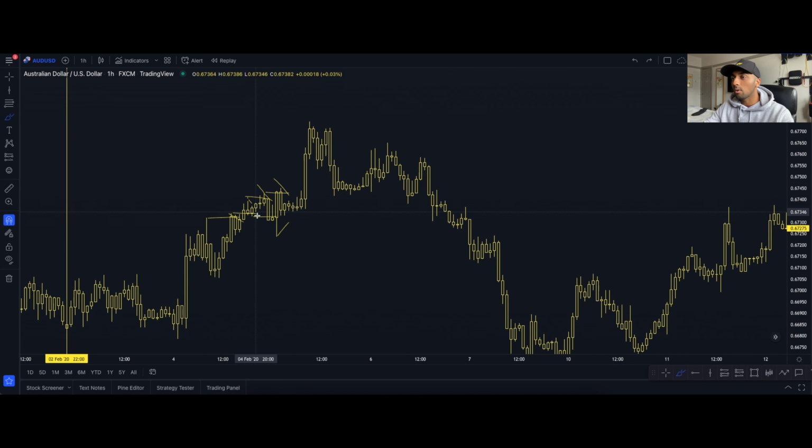And where has it taken out liquidity? Well, it's taken out the liquidity from this low. So under here would have been liquidity, right? Think about it. Why? Well, retail traders are seeing this trend. They're like, okay, well, buyers are here. Where do we put our stops? The last low, right? Even below the next last low, which is here.